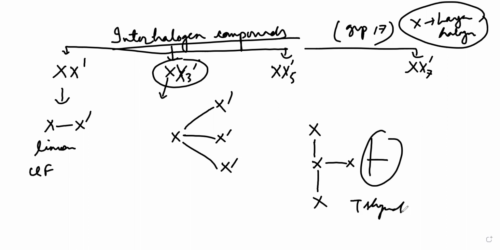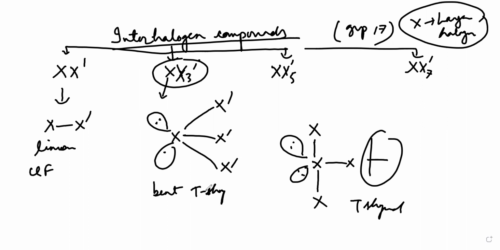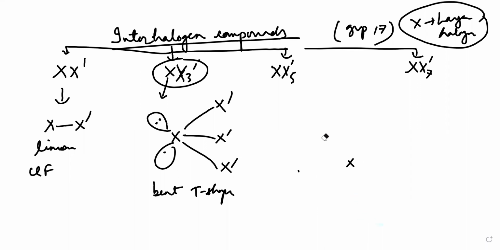Why is it bent? Because the central halogen atom contains two lone pairs. Because of these two lone pairs, the geometry becomes a bent T shape. An example is ClF3.